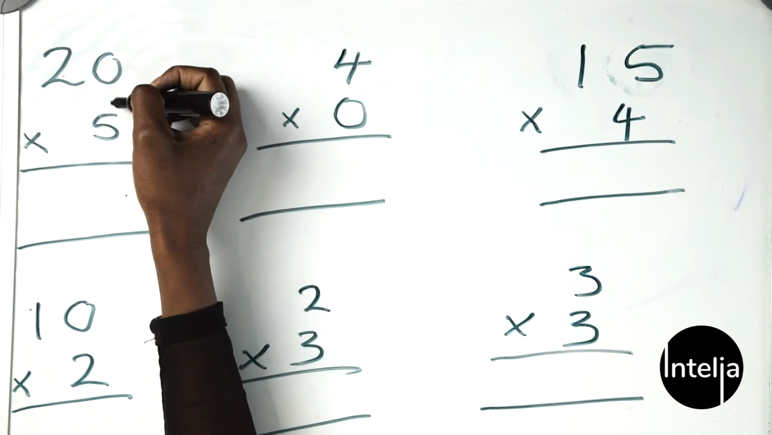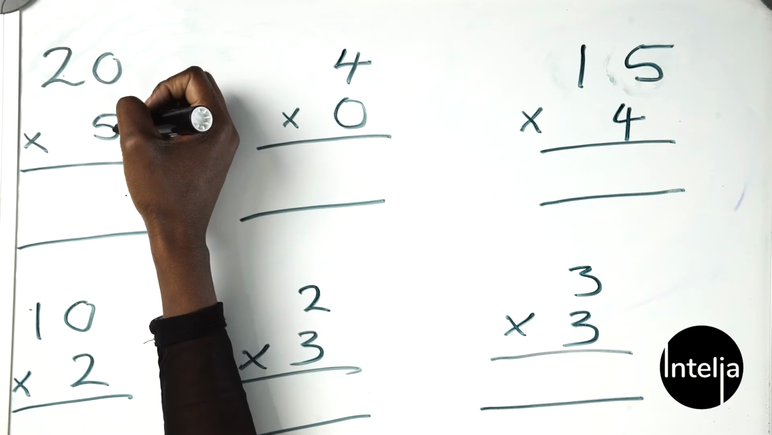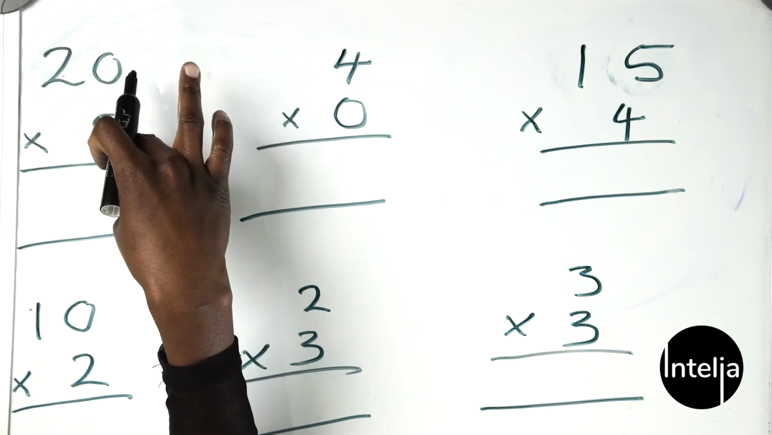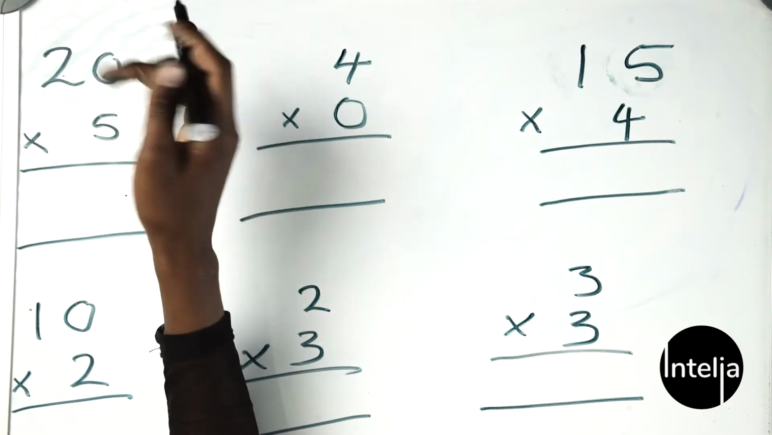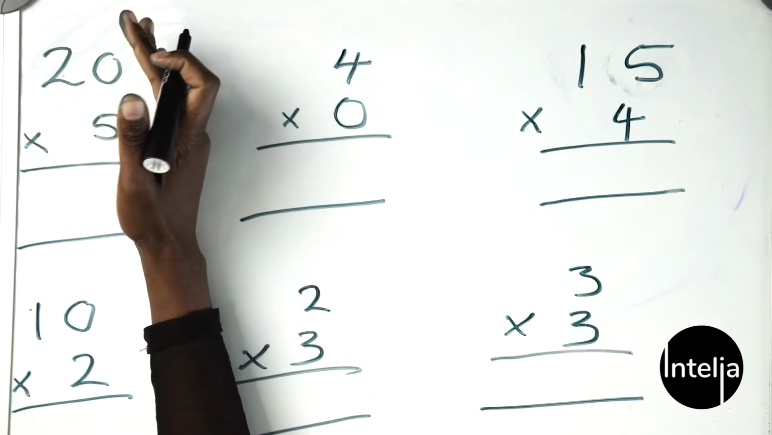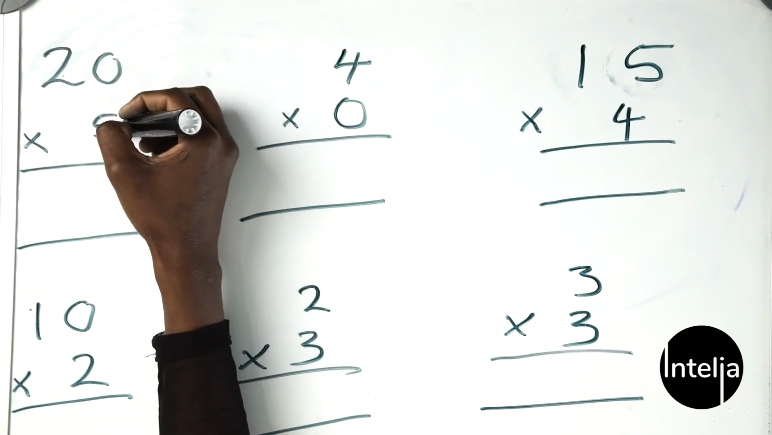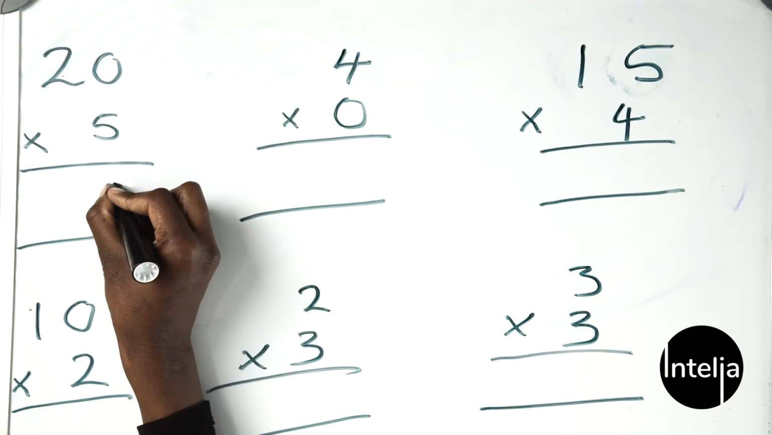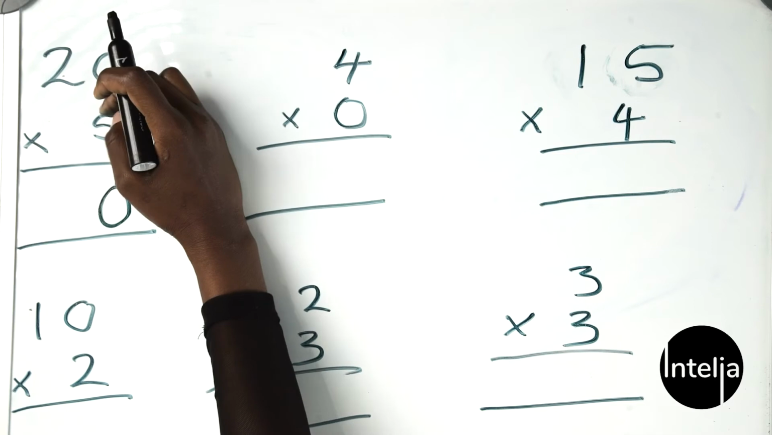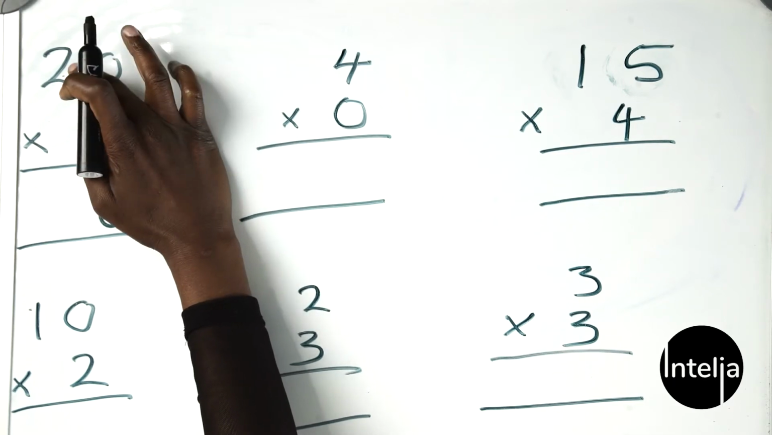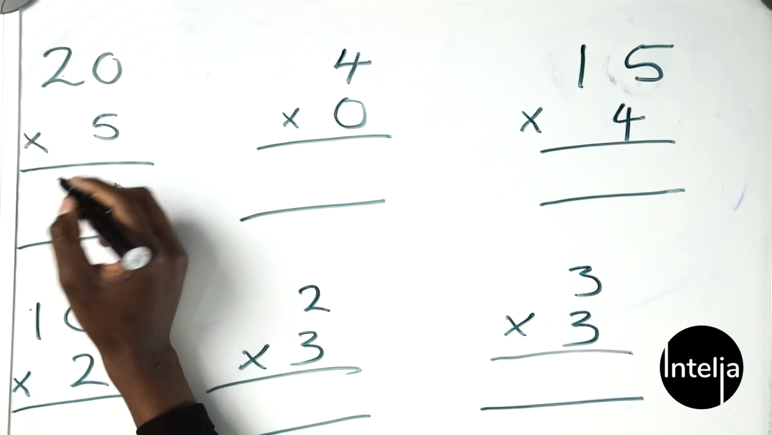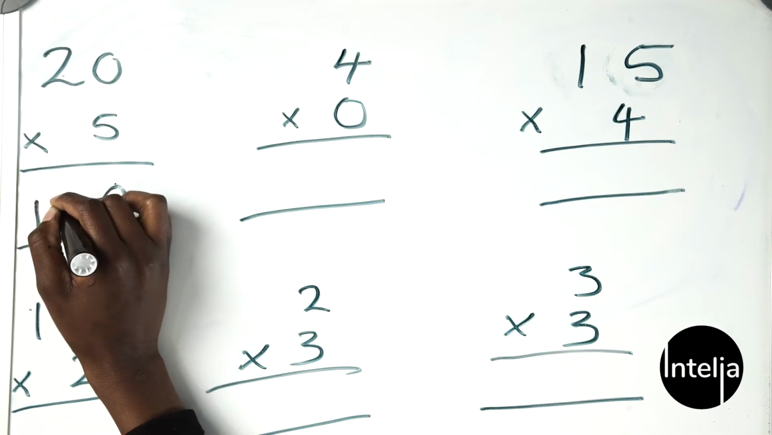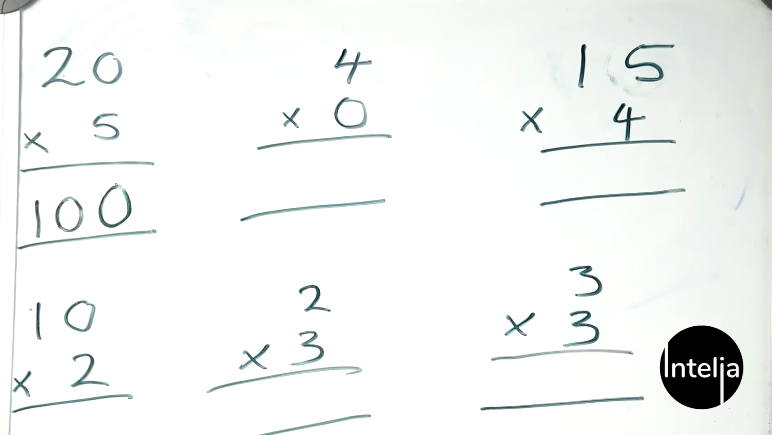So you say 5 times 0, you times the bottom one to the upper one. And you start from the right. So you say 5 times 0, that's 0. You write your 0 down here. And then 5 times 2, that's 10. You write your 1, 0 here, your 10. Then your answer is 100.